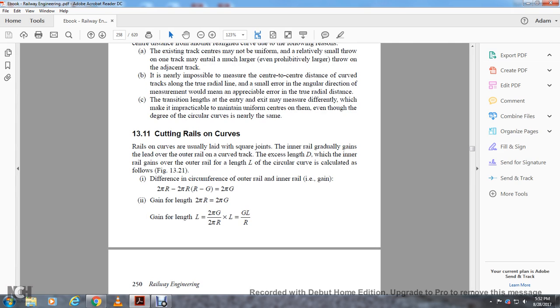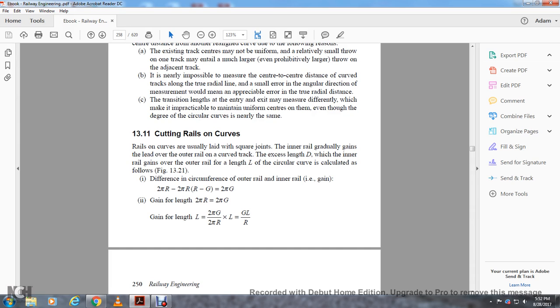Cutting of the rails of the curve. Running rails of the curves are usually laid with a square joint, the inner rail gradually gaining over the outer rail of the curved track. The successive length D is where the inner rail gains over the outer rail with the length L with the circular curve, which is calculated as follows.